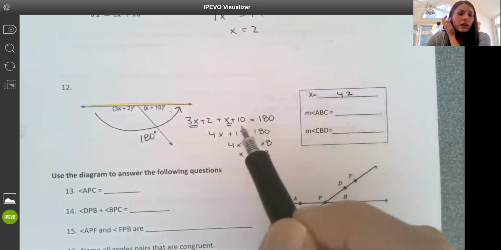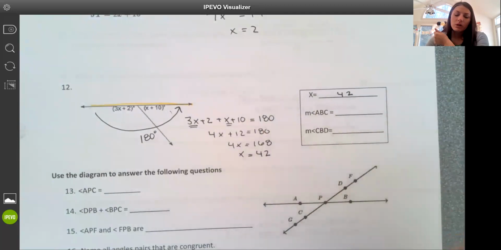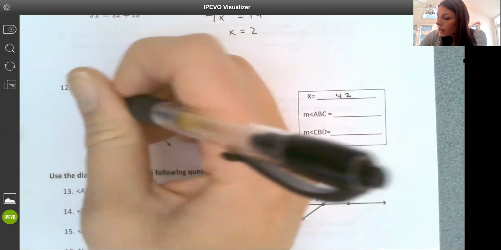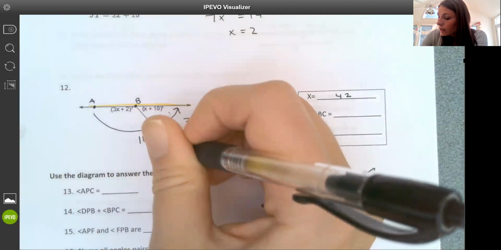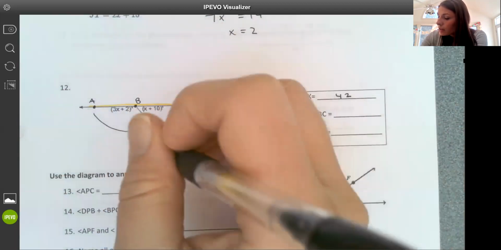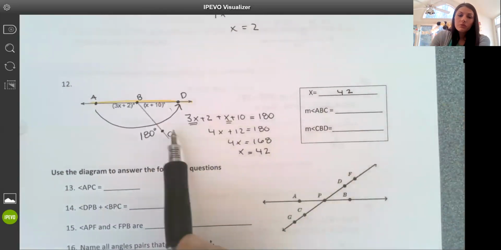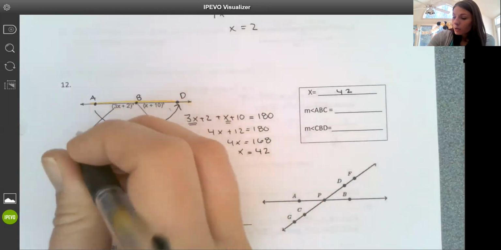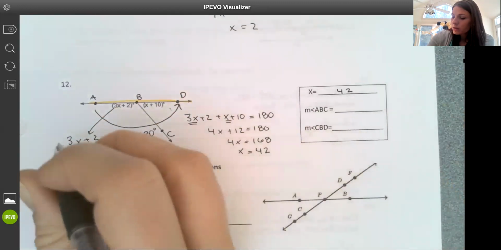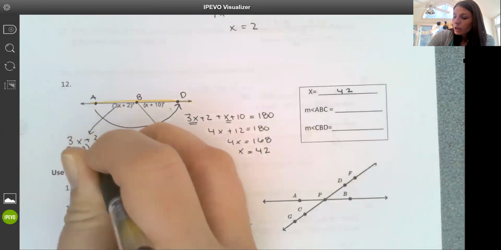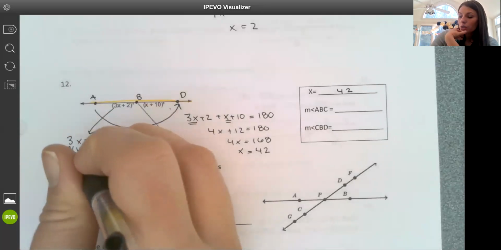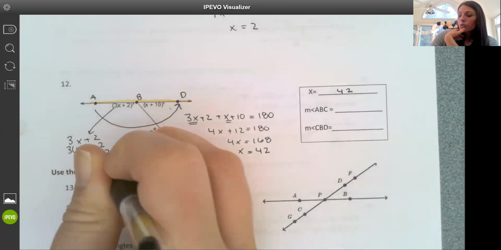Once I know what x is, I can find, oh, it didn't give us, I remember this from last semester. I didn't actually put the points on here. So let's see. Let's call this A, B, C, and this C, B, D. Okay. So A, B, C, to find the measure of this angle, we have 3x plus 2, and we know x is 42. So substituting 42 in for x is going to give me 126 or 128 degrees.